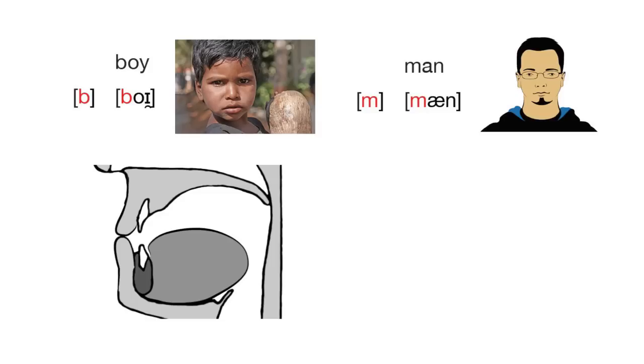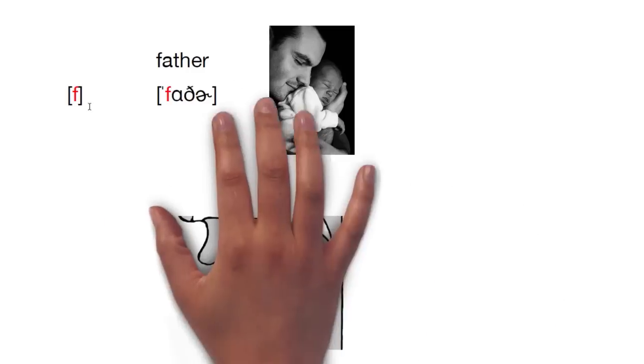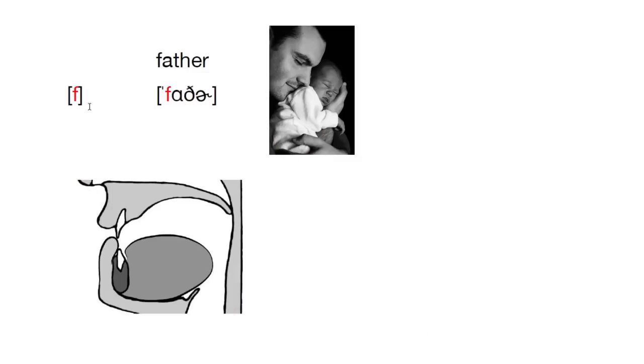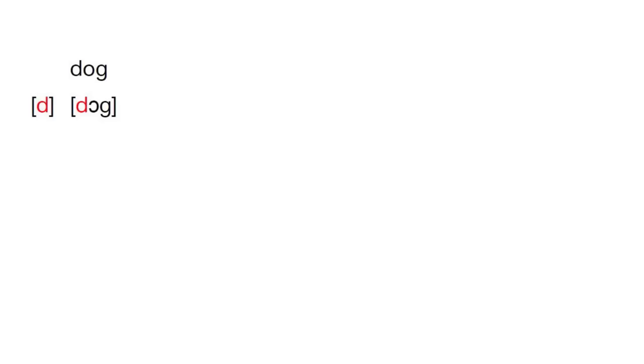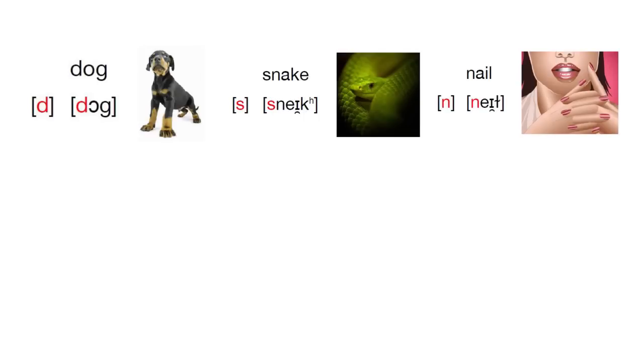B, M. Now further back, then comes F, as in father. This one is made by touching your lower lip, this time to your upper teeth. F, father. Next, we have D, as in dog, S, as in snake, and N, as in nail.